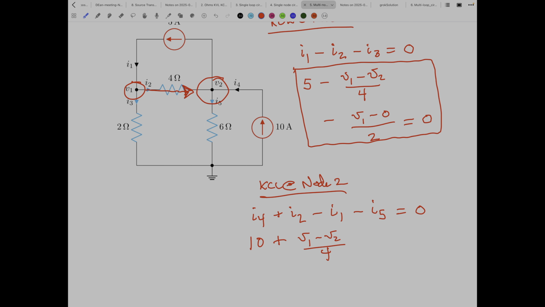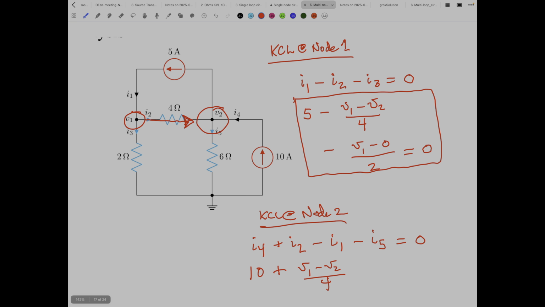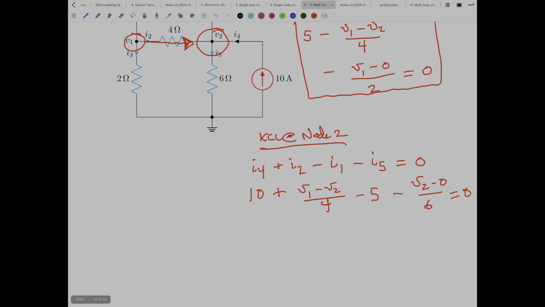Then we have I1. Where's I1? Oh, I1 is our buddy, the 5 amps. That's leaving the node, so that's minus 5. You'll notice for the KCL at node 1 it was plus 5. Now it's exiting the node. And then we have I5 will be minus, right, because it's exiting the node, V2 minus 0 over 6. And all of that is 0. So that is our expression at the other node.